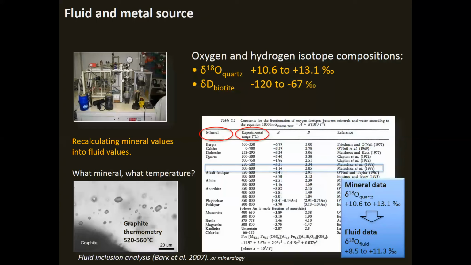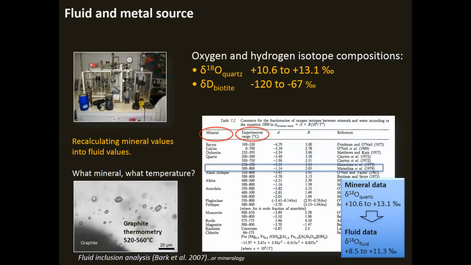But these are mineral data, and to be able to compare fluid data, we need to recalculate the minerals into fluid data. And for doing this, we need to know what mineral we worked with, and we need to know what temperature it has crystallized at. Knowing what mineral, we totally assume that we know that this is quartz and biotite. And the temperature for this system, we need some input data from another study.